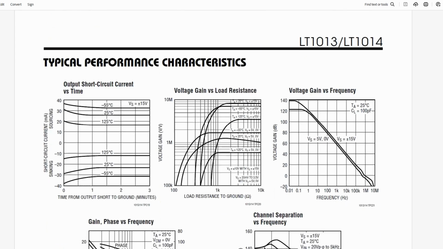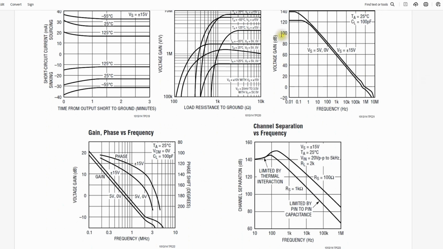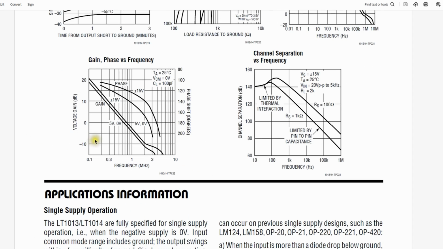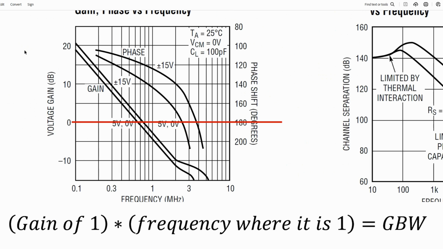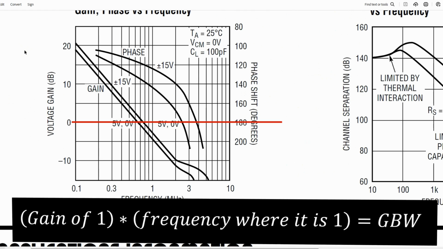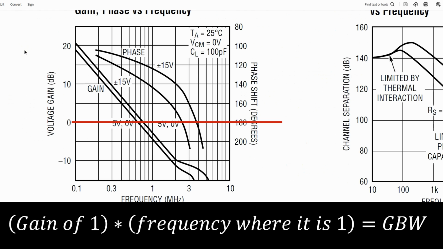Here on page 9, I find a lovely graph of voltage gain versus frequency. In fact, I find two of them. One is easier to read than the other, and that's the one I'm going to look at. What I'm looking for is the frequency at which the gain is 1, or 0 dB. Why is this? Because a gain of 1 times the frequency where the gain is 1 is the gain bandwidth product. Let me say that again. A gain of 1 times the frequency where the gain is 1 is equal to the gain bandwidth product.